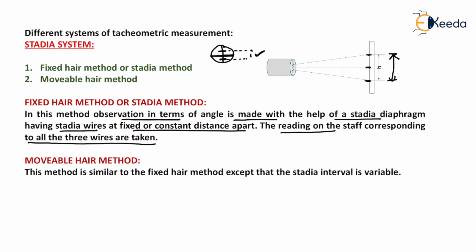Now, the next method is the movable hair method. This method is similar to the fixed hair method, except that the stadia interval is variable. We can change the stadia interval as per our requirement. Okay students.